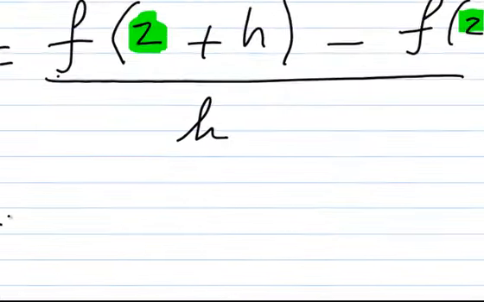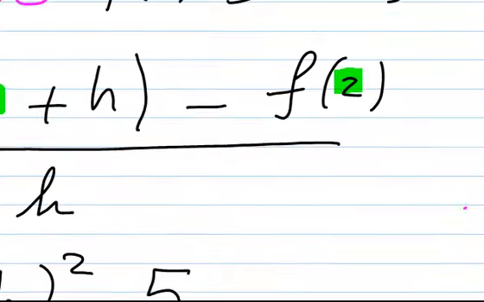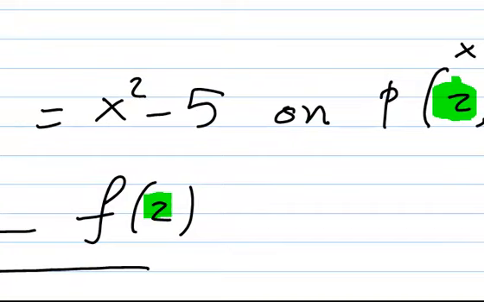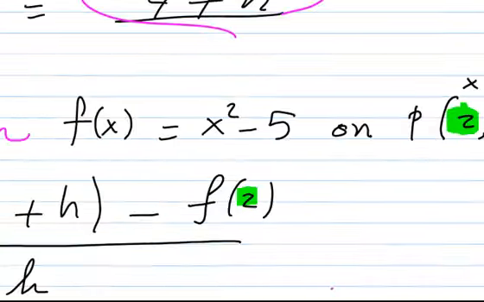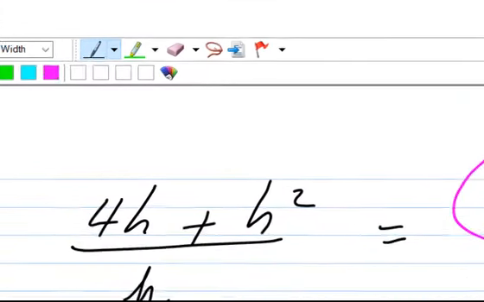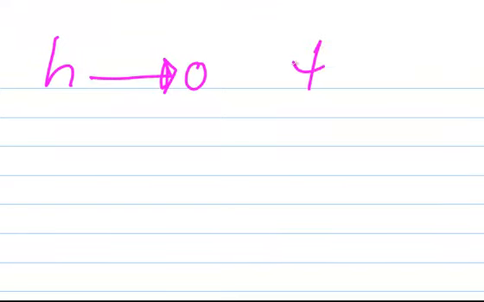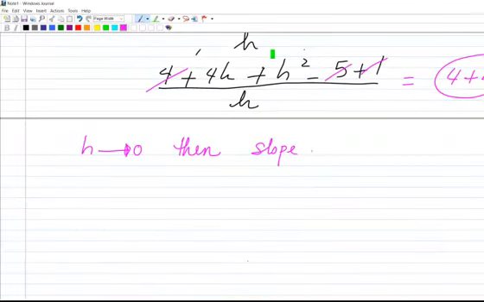So we'll go ahead and replace this in the function. So we have (2 plus h) squared minus 5 minus, now remember, if this is x, if that's a 2, that's f of 2. So keep in mind, f of 2 will be equal to negative 1. And then we divide by h. Let's simplify it so we'll know what our slope is. Again, this is 4 plus 4h plus h squared minus 5 plus 1, over h. So for cancellation, this and this will go away, one h cancels, and that would be 4 plus h left. That's the slope. But if I replace h by 0, as h approaches 0, then the slope is equal to 4.